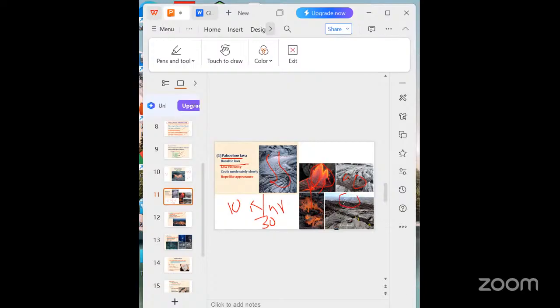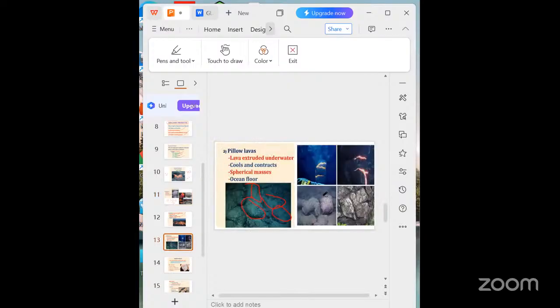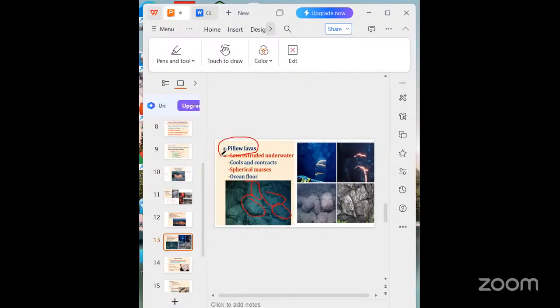So, the bottom left image, this one, shows a close-up view of the advancing front of a flow and shows an older cooled lava flow viewed from the side, right? This one. So, when lava flows into water, a structure called which one? Pillow lavas, right? Pillow lavas.